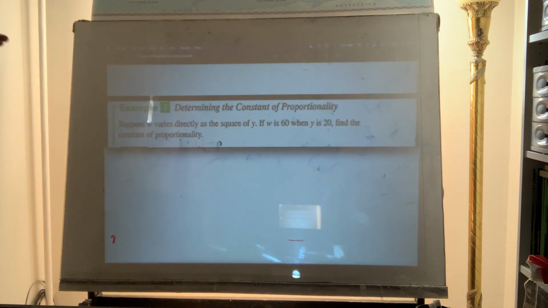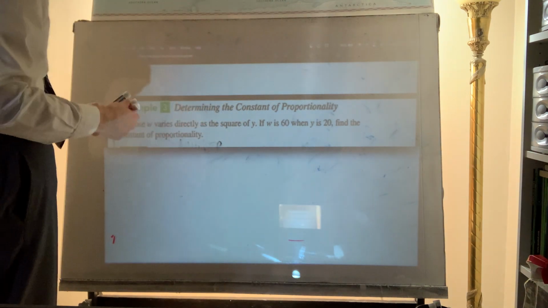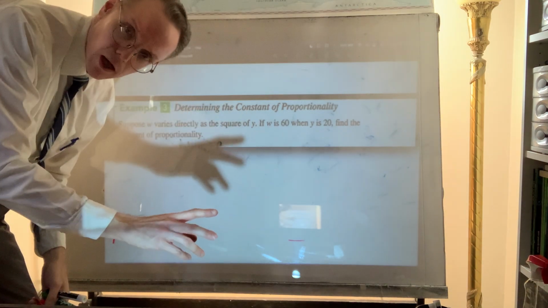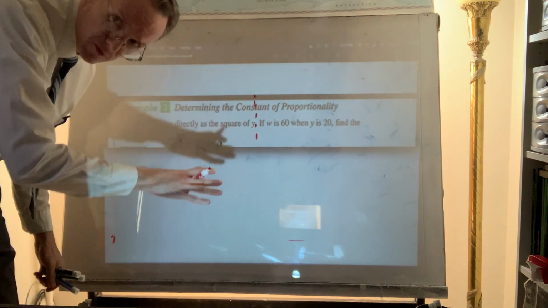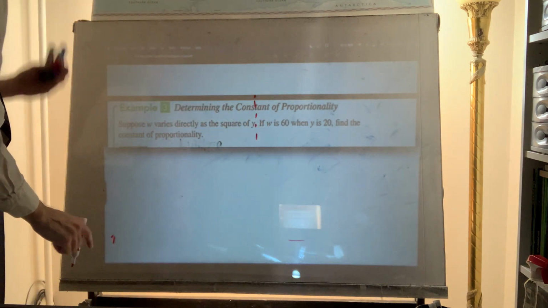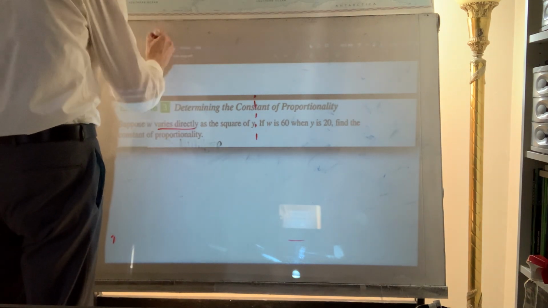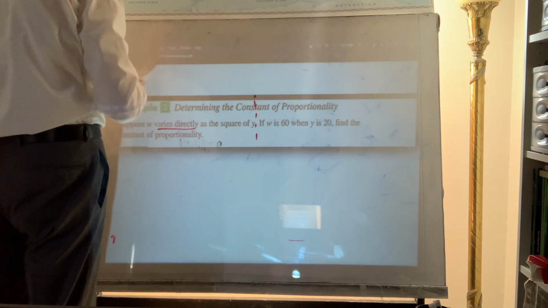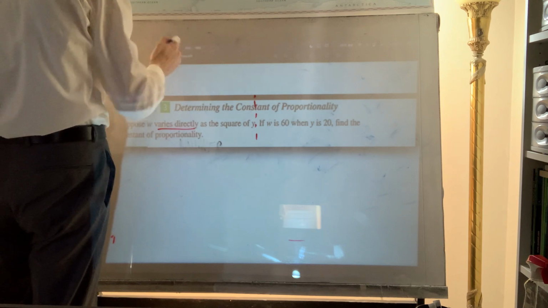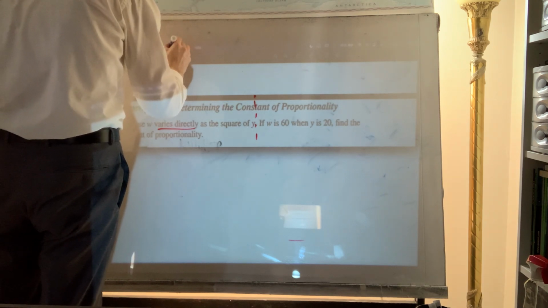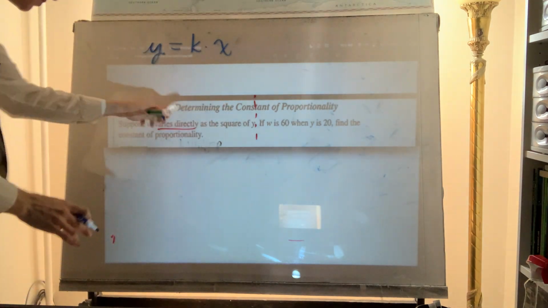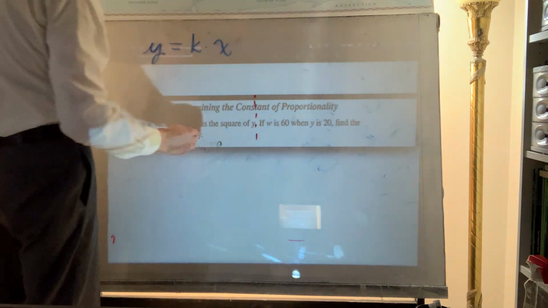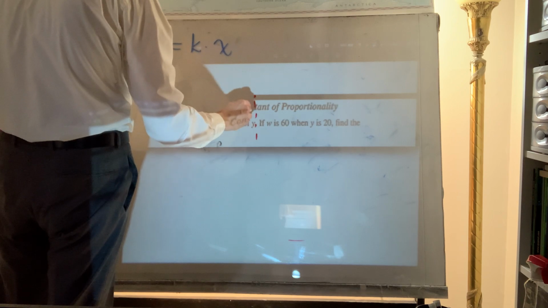All right. Suppose W varies directly as the square of Y. Okay, we're dissecting word problems, and we have no fear because we have established techniques for this. So don't get scared. Varies directly already implies that we're going to borrow this model, Y is equal to K times X. But we may have to tweak it in this particular problem. How come? Because they're talking about this extra feature here, the square of Y.